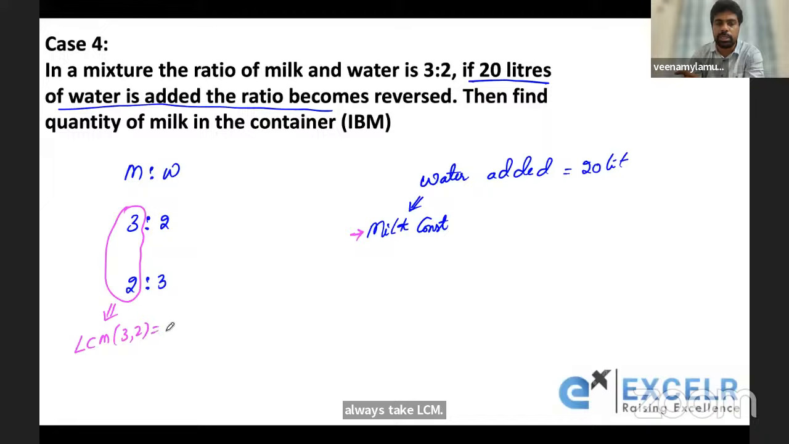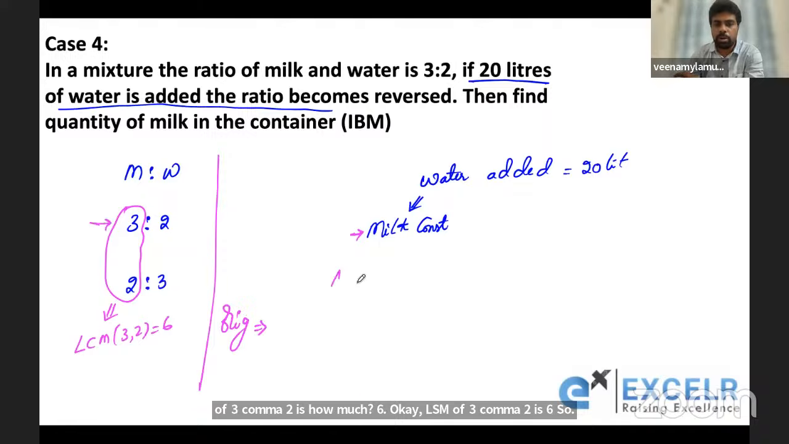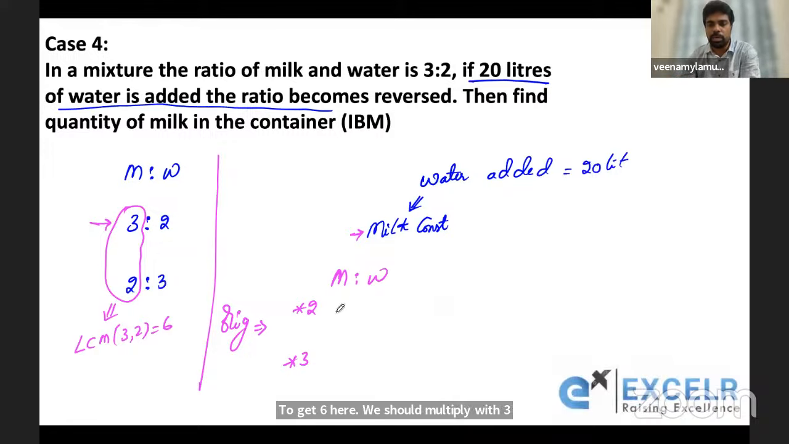LCM of 3, 2 is how much? 6. So for the original ratios, to get 6 in the first case, we should multiply with 2. To get 6 here, we should multiply with 3. So now the original ratios are 6:4 and 6:9. See here, the milk side has 0 parts change, and here we have 5 parts change. Now this is converted to case 3.